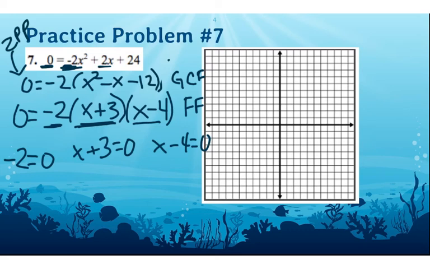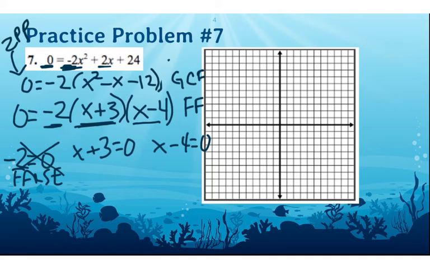All right, so is that true? Is negative 2 equal to 0? Because this is not true, that's false, right? There's no variable. It's just saying negative 2 is 0. No, it's not. That is not a real factor. So that's not going to show up on our graph.